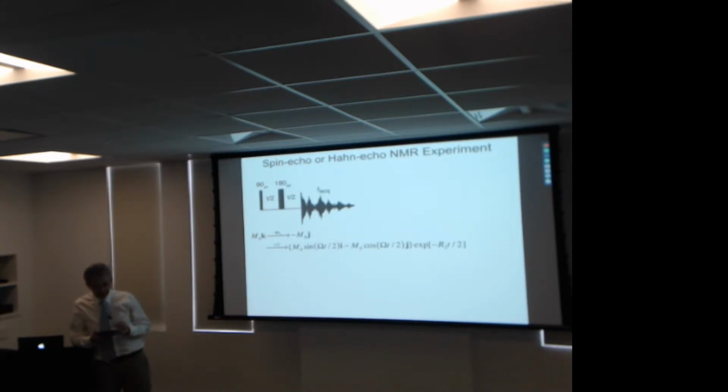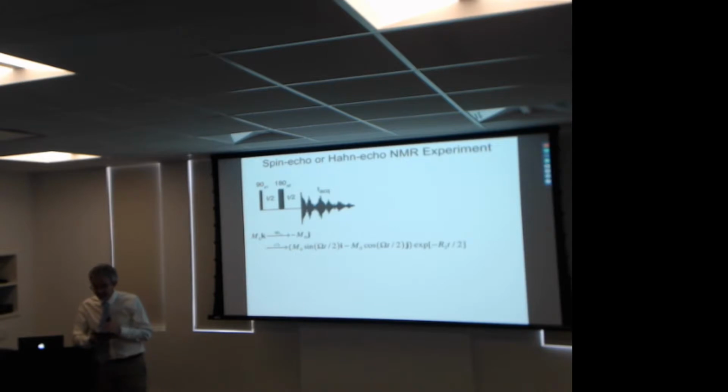And again, here's what we see. The X magnetization is positive, modulated by sine omega t over 2. And the Y magnetization is negative, modulated by cosine omega t over 2. And of course, there's relaxation. So I just added relaxation on in an ad hoc way.